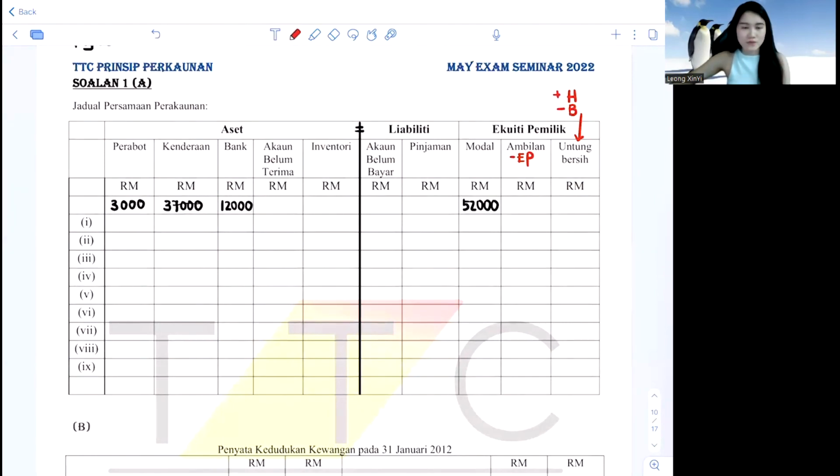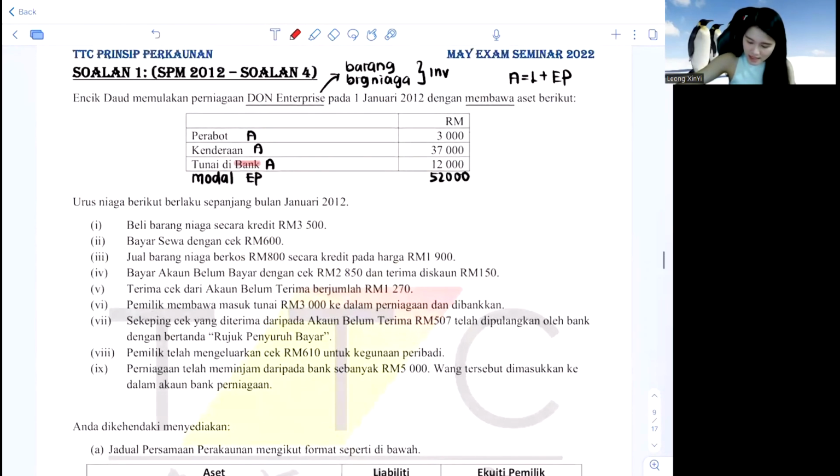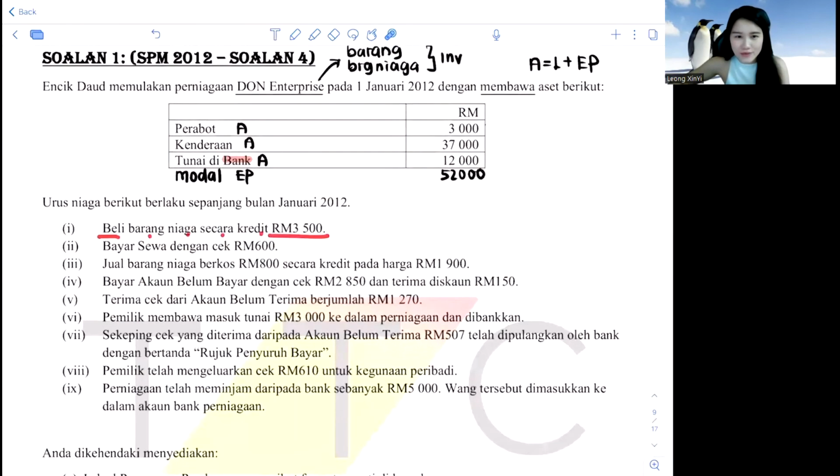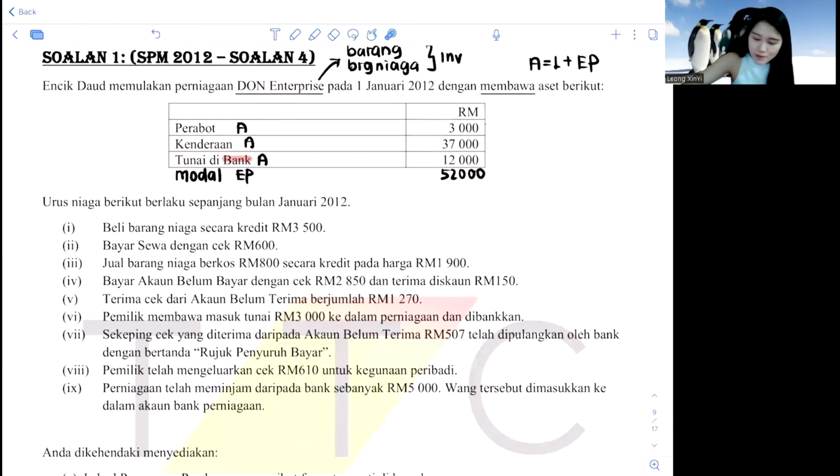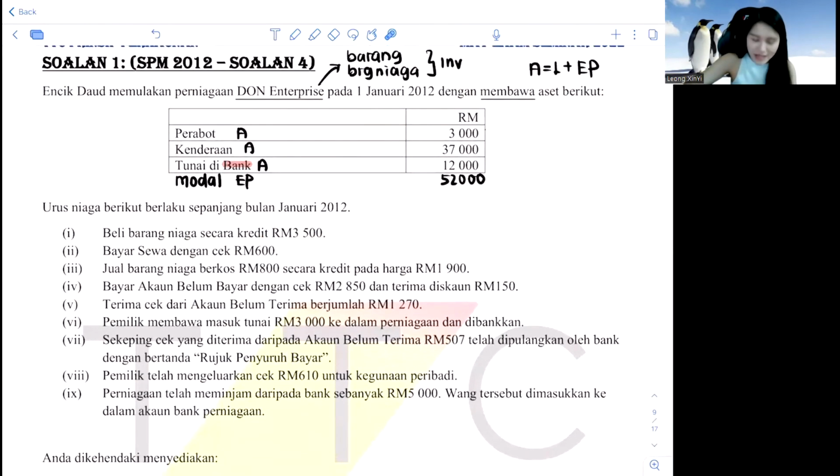Okay, so let's begin with the rest of the urus niaga, starting from point number 1. Point number 1 states that beli barang niaga secara kredit 3,500. Y'all can try to answer if you want to, yeah? No forcing, but if you can answer, you can let me know. Beli barang niaga secara kredit.